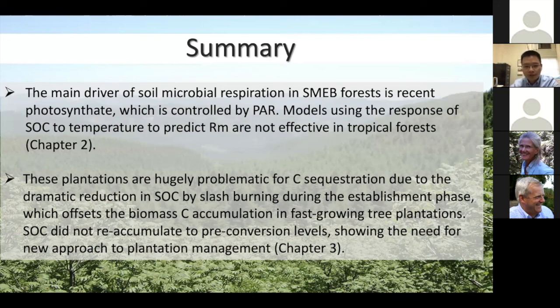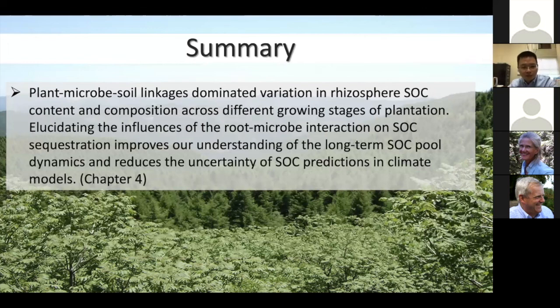Third, I found that the interaction between plants, microbes, and soils dominates the variation in rhizosphere SOC content and composition across different growing stages of plantation. So understanding the influence of root-microbial interaction on SOC sequestration can improve our understanding of long-term SOC dynamics and reduce the uncertainty of SOC prediction in climate models.